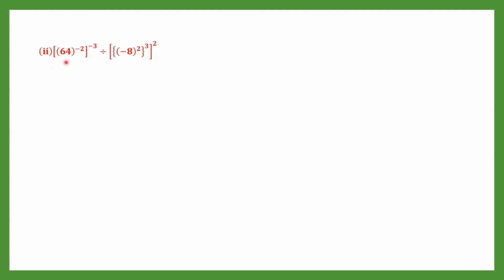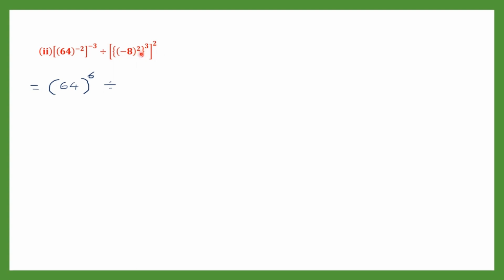Question 2, here we have 64 raised to the power of minus 2 and the whole thing is raised to another power. So here we can apply the power law where you can multiply the powers. So let's write 64 as it is and let's multiply the powers. So that is minus 2 into minus 3, minus into minus is plus, 2 3s are 6. So this has become 64 raised to the power of 6 divided by, now here we have minus 8 raised to the power of 2, that is raised to the power of 3 and that whole thing is raised to the power of 2.